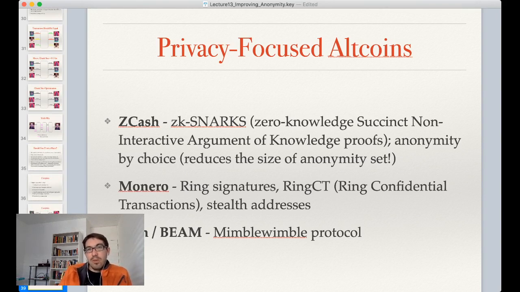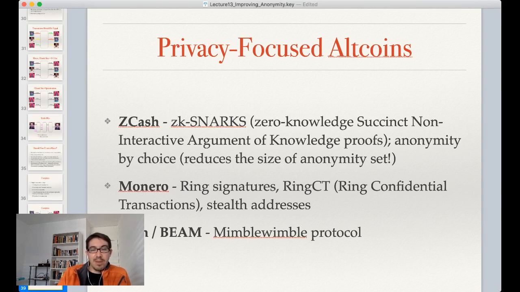So those are some of the ways that the Bitcoin ecosystem is trying to improve anonymity. However, because Bitcoin, as I've mentioned, is a very secure but also very conservative protocol, there are some other coins and blockchains out there that are using different methods to focus on privacy. Some of the more famous ones are Zcash, which uses ZK-SNARKs, which are zero knowledge proofs. Zcash and some other systems have an interesting idea of anonymity by choice, so you can sign up for anonymity or not.